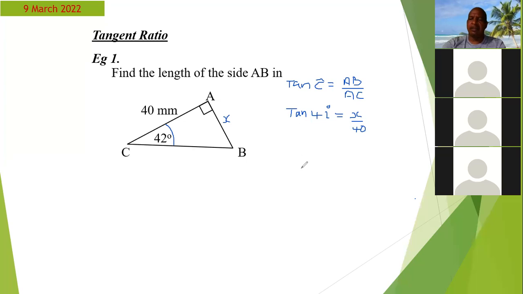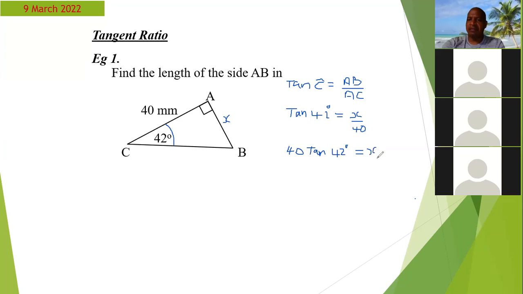All right. In this, remember, you're really making X the subject. So X has to be by itself on one side. So we want to move the 40. Where are we going to move the 40 to? At the front. So it'll be 40 times. Which side of the equation, left or right? So the left. All right, so we're going to have 40 tan of 42 degrees, and that's going to be equal to X.